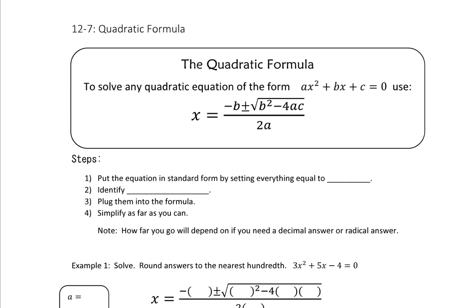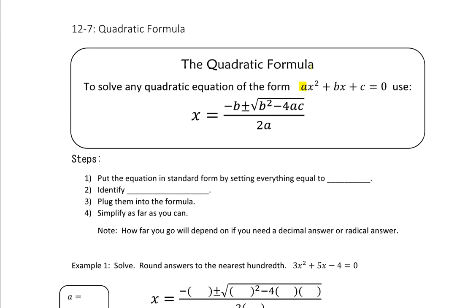Welcome to a video for section 12.7 for Math 2, which is on the quadratic formula. So the quadratic formula is a really important formula to help you solve any quadratic equation. It needs to be in the form ax squared plus bx plus c is equal to 0.